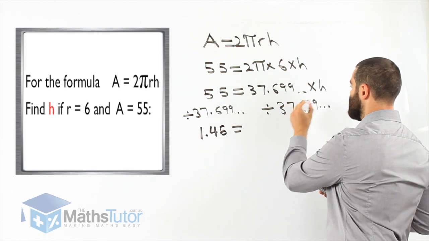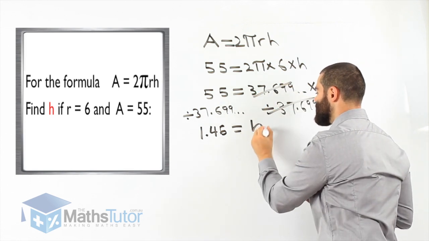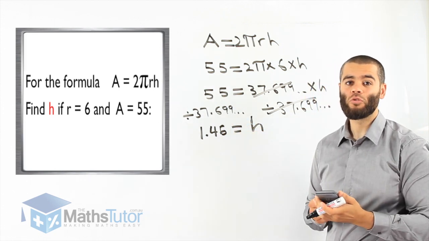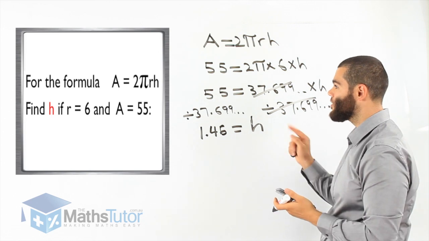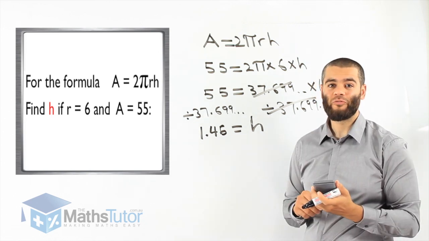1.46. So by dividing, you're cancelling that out. You're left with H. H is 1.46 to 2 decimal places. So the value of H in this formula is 1.46.